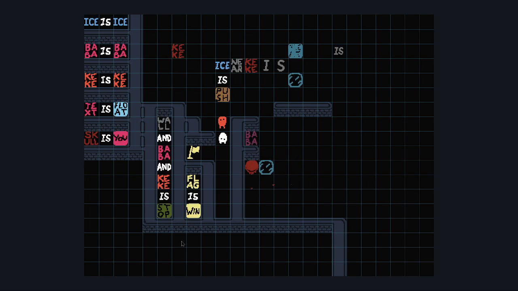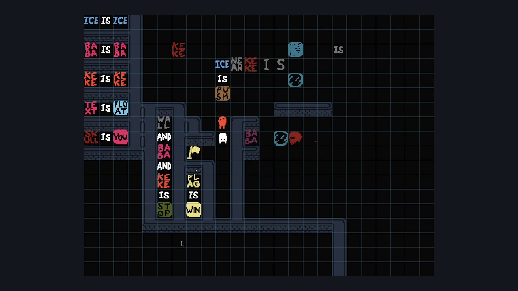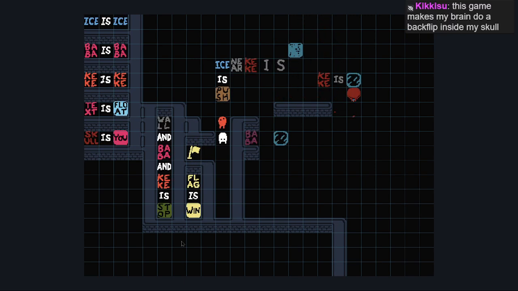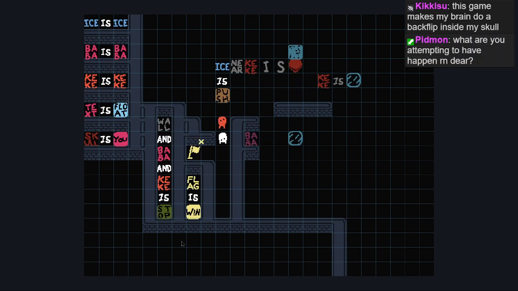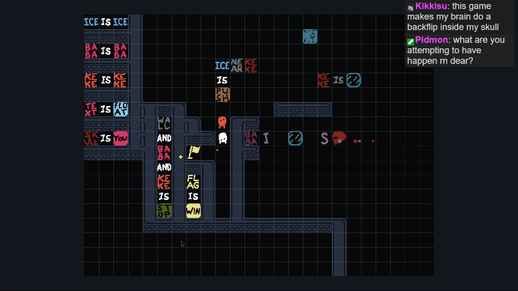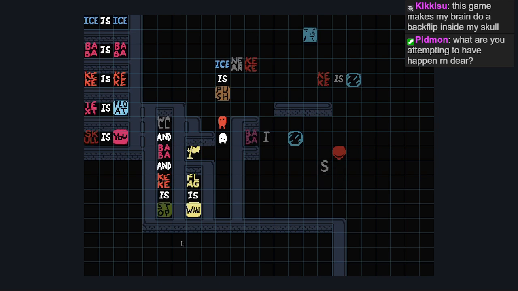I still have a silly idea. Push, and then... I am making this really tight, like really tight corners for some reason. I have no idea why. It really doesn't need to be. Whatever. Because I definitely don't need this right now, I can just dismantle this. And then check in with chat. This game makes my brain do a backflip inside my skull.